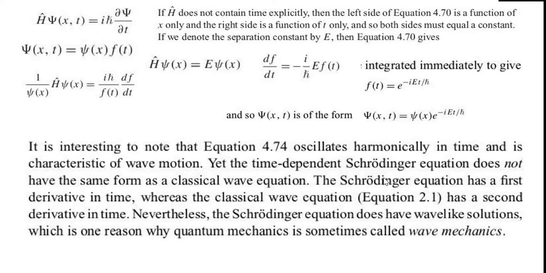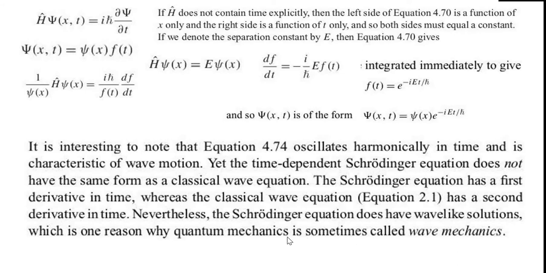So finally, once you get f(t), the combined psi is nothing but the psi(x) function only and the f(t) function only. Okay, some imaginary part is also there. So this can be a solution to this time dependent Schrodinger equation, but as a product of two separate functions.